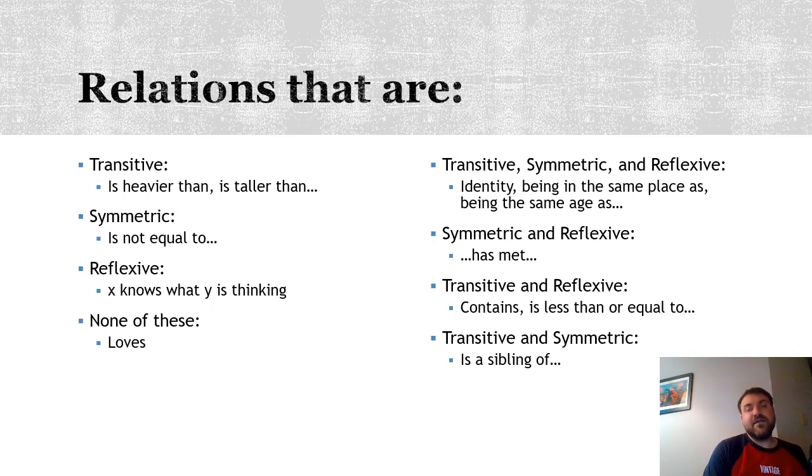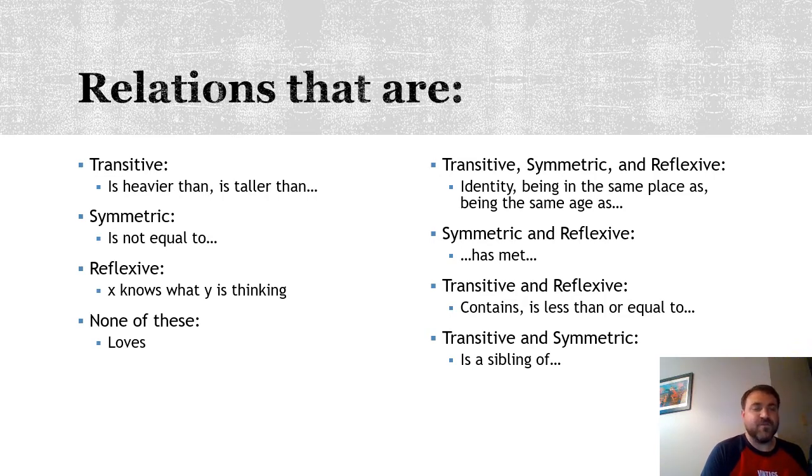And so again, keep in mind that relations can have one, or more than one, or even all of these properties in some combination, within some limitations. So for example, an example of a transitive property is something like is heavier than or is taller than. A symmetric relation would be something like is not equal to. If x is not equal to y, then y is not equal to x, right? That's symmetric.